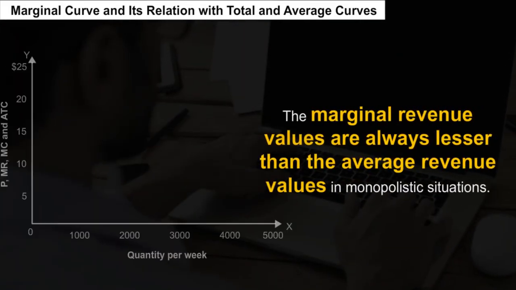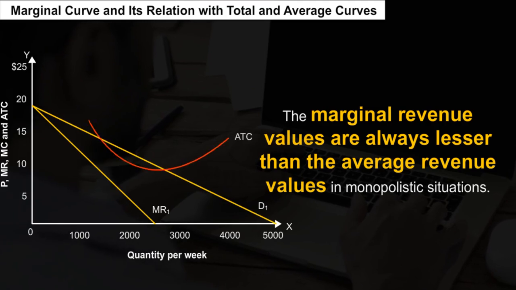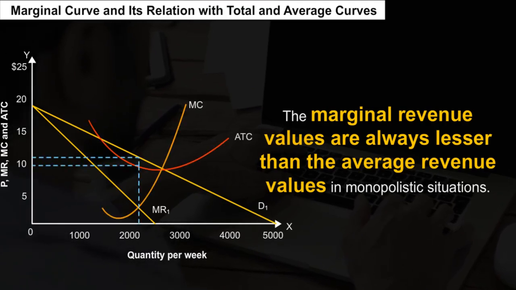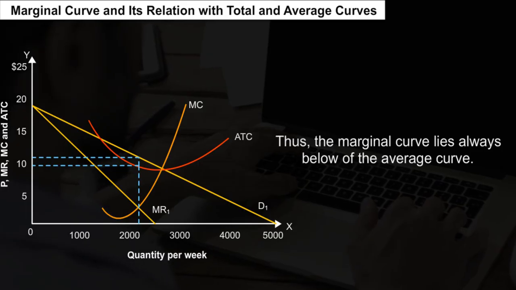The marginal revenue values are always lesser than the average revenue values in monopolistic situations. Thus, the marginal curve always lies below the average curve.